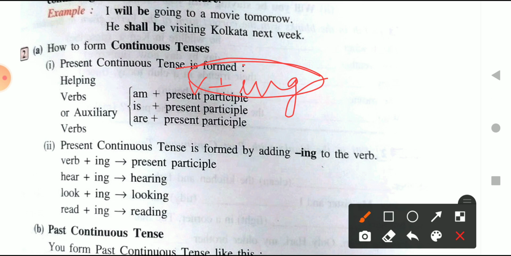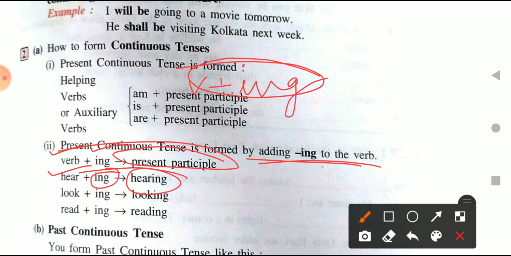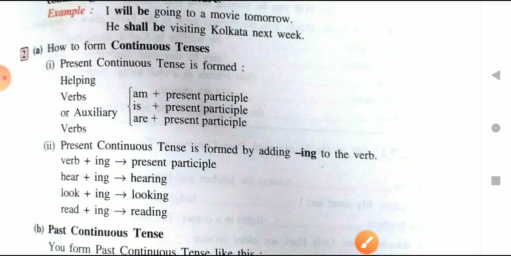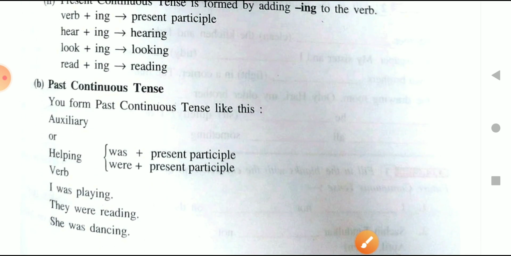See here, there are some examples. The present participle is formed by adding ing to the verb. So when we add verb plus ing, that becomes the present participle. Hear plus ing becomes hearing. So this is the verb in the present continuous tense form.